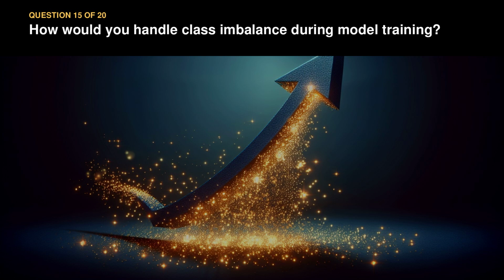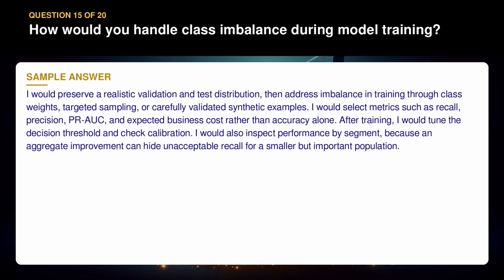Question 15. How would you handle class imbalance during model training? I would preserve a realistic validation and test distribution, then address imbalance in training through class weights, targeted sampling, or carefully validated synthetic examples. I would select metrics such as recall, precision, PRAUC, and expected business cost rather than accuracy alone. After training, I would tune the decision threshold and check calibration.